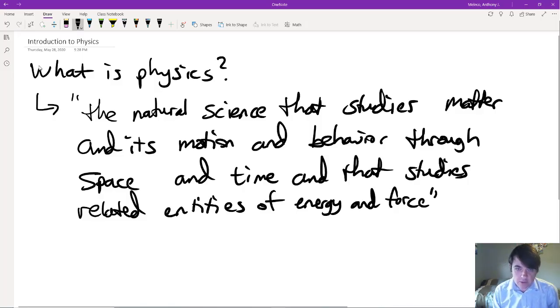So it's considered the natural science, okay, that studies matter and its motion. Okay, so motion is extremely important for us here. A good portion of Physics 1 is concerned with motion and behavior. Okay, we want to be able to track how things are going to move through space as time passes. Okay, and we'll also talk about these related entities of energy and force that kind of allow us to do the same thing.